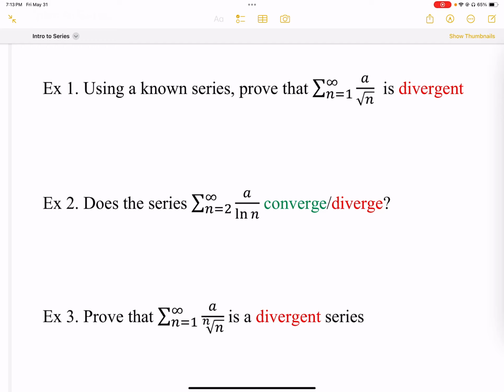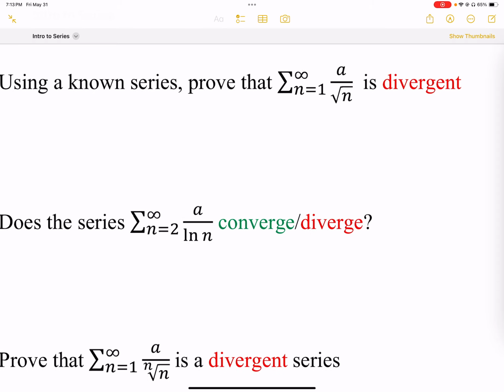We want to start looking at series and trying to prove if a series is divergent or if a series is convergent. And now that we have some background or some sense of some known series, we can start doing some comparisons.